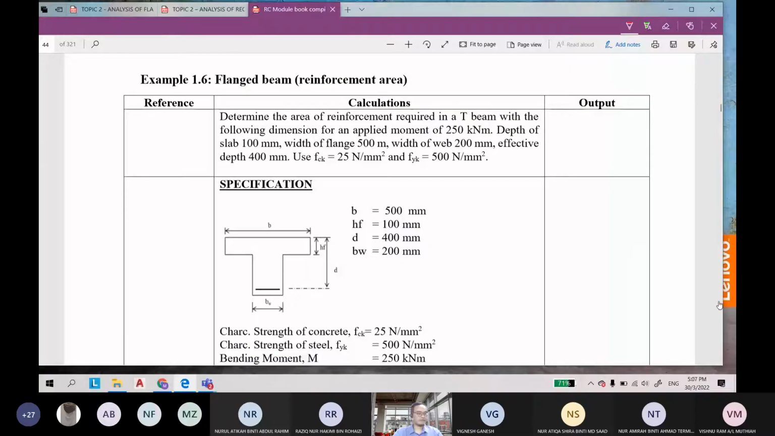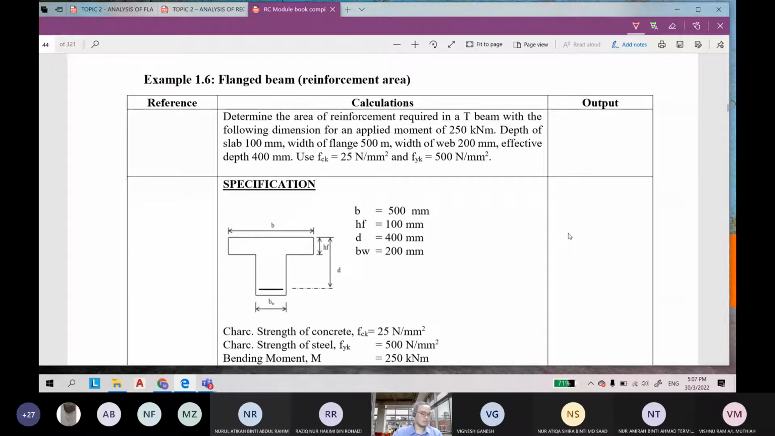Welcome back to our class, BAA2213, Reinforced Concrete Design 1. In this video, I will discuss the design of steel reinforcement for a beam, considering the flange. This example is based on Example 1.6 from the module.